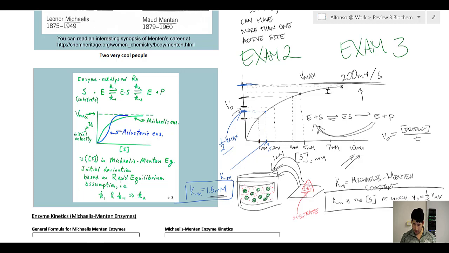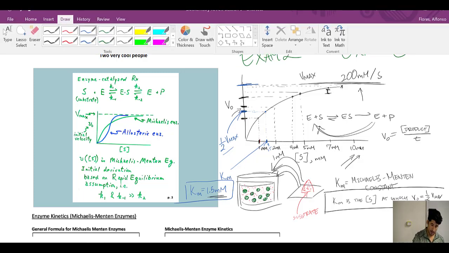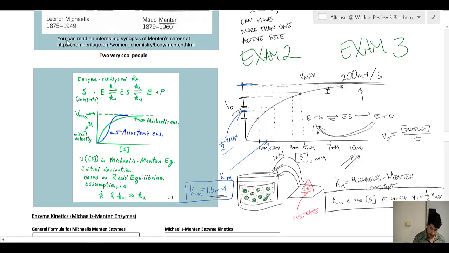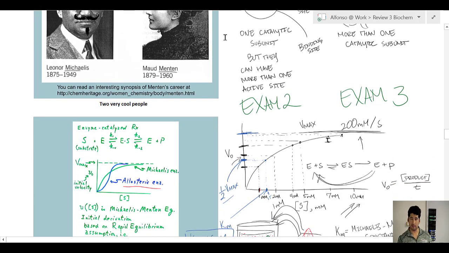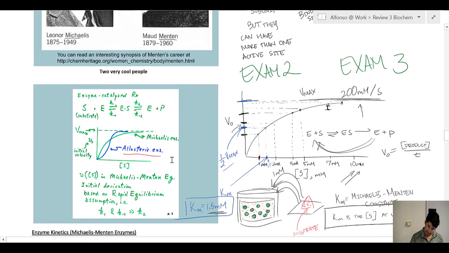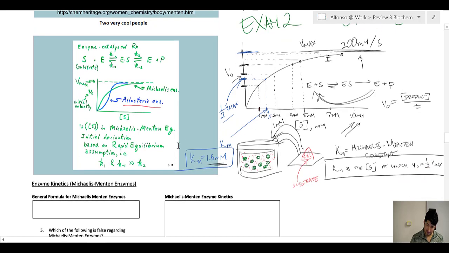Okay, so that's Michaelis-Menten kinetics, and this right here is the allosteric enzyme, the one that I was talking about earlier. But yeah, it's exam 3 stuff. Let's not worry about that right now. The time will come.